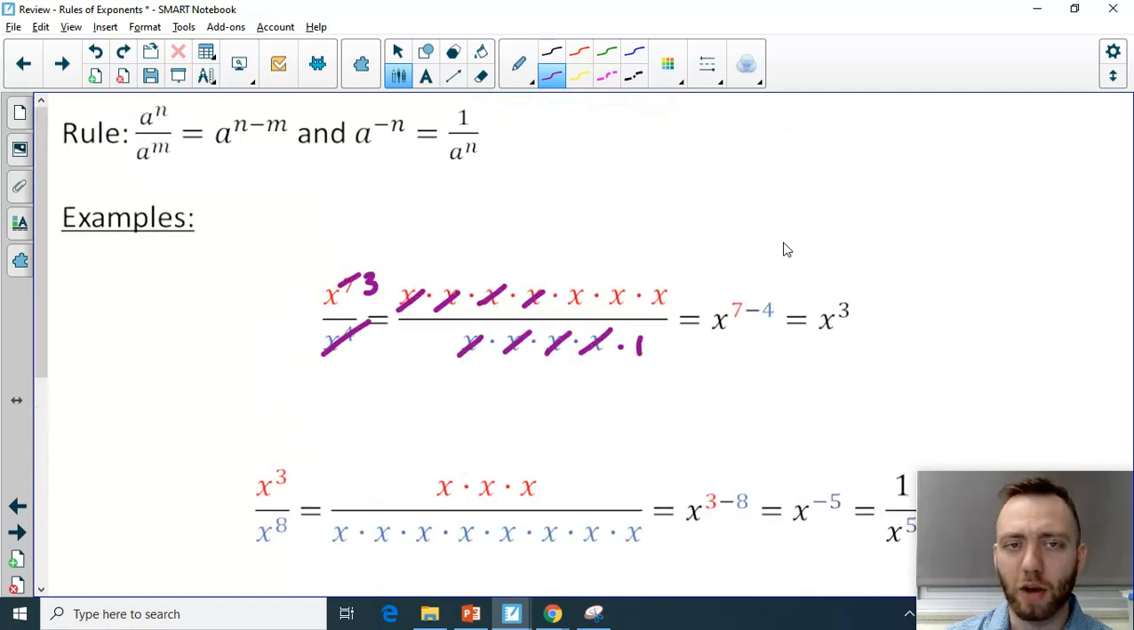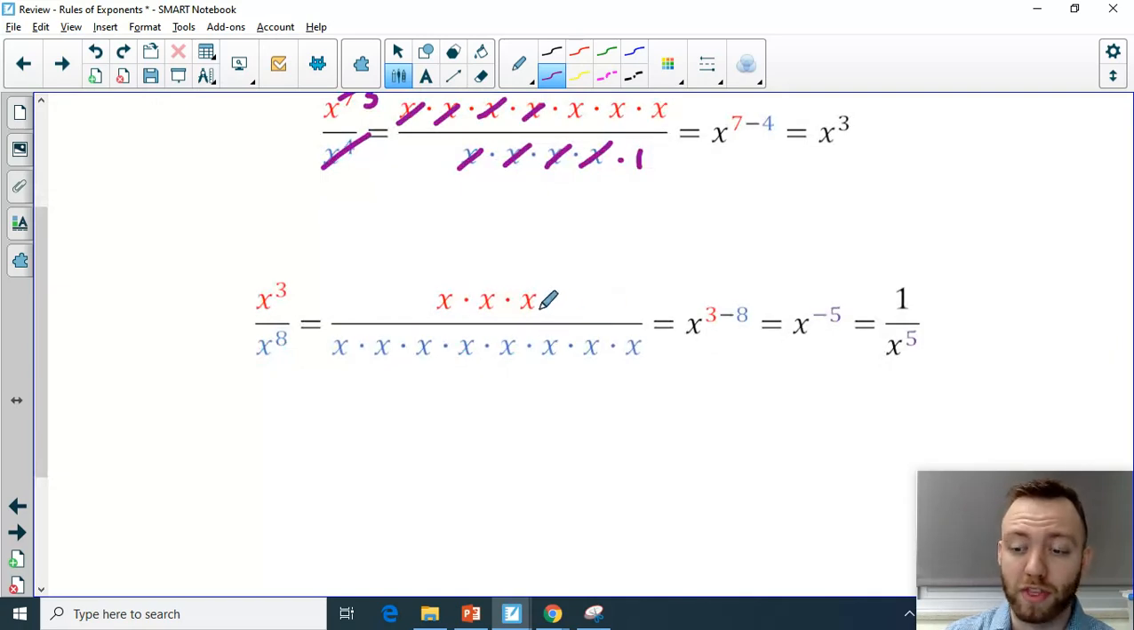And I think that helps when we have to use our second rule here with negative exponents. I think it helps to not confuse ourselves if we think about it the way I just mentioned, right? So now we have a lower number on top, right? X cubed over x to the 8th. Those 3 will cancel with 3 down here, but we're still left with 5 down here, right?